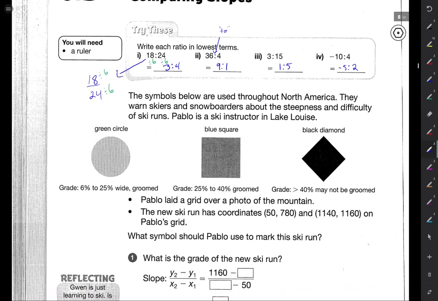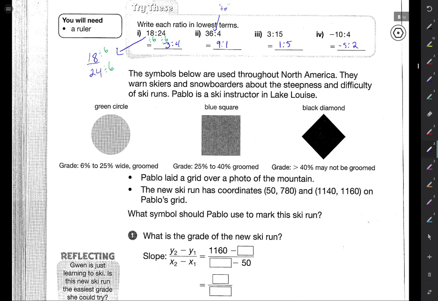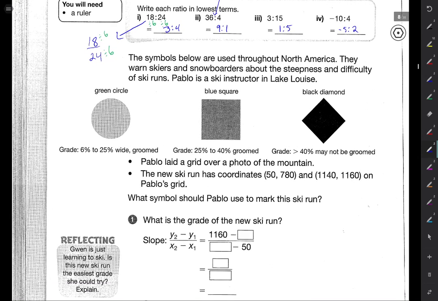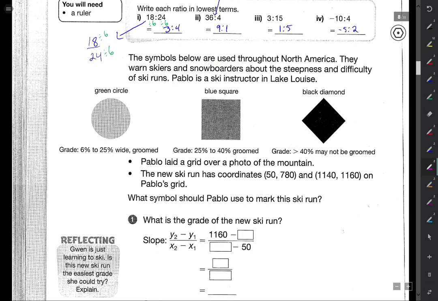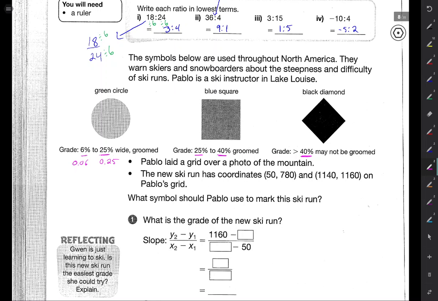So let's work through the next problem. It says these symbols below are used throughout North America. They warn skiers and snowboarders about the steepness and difficulty of ski runs. Pablo is a ski instructor in Lake Louise. Here are these symbols, and it talks about the grades under each of the symbols. The green circle has a grade, and remember, grade is just the percent of the slope. If we were to convert it back into a decimal, these would look like this. And when the grade gets bigger, that means that the slope of the hill is getting steeper and more dangerous.